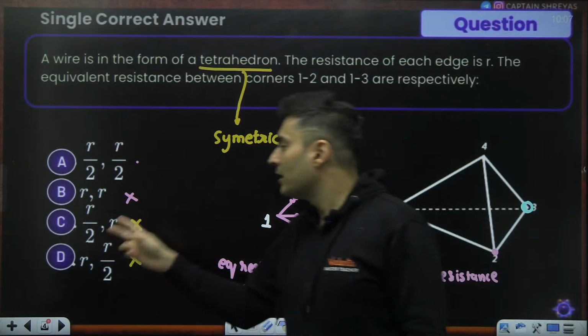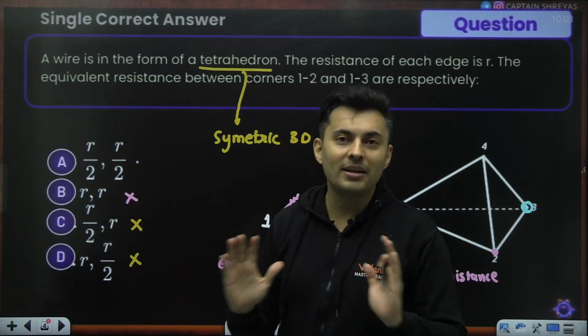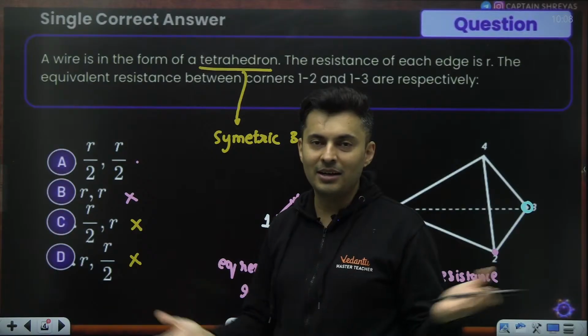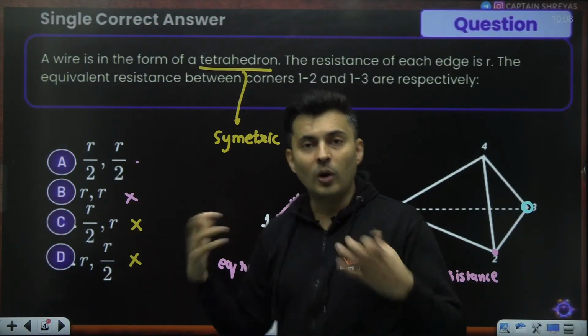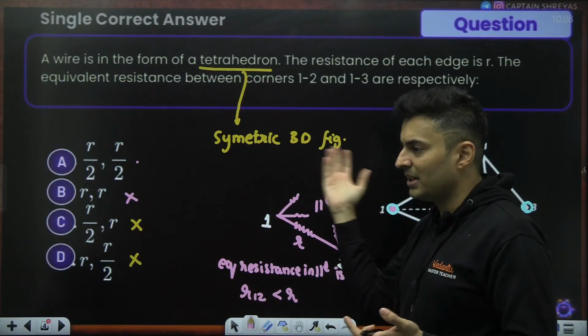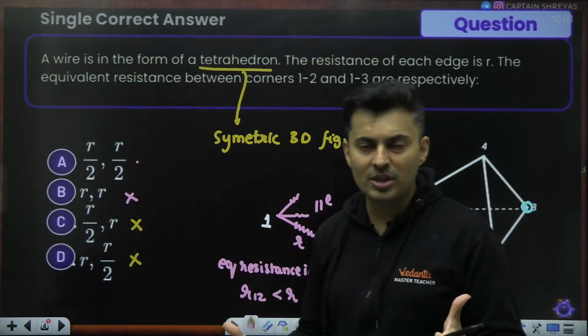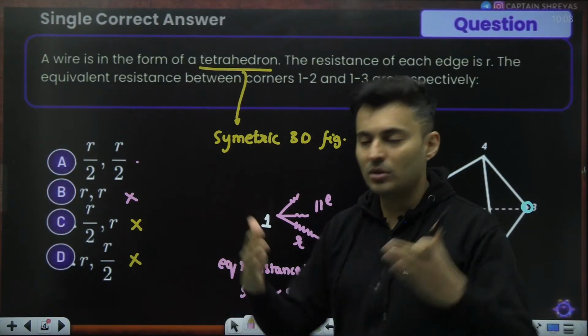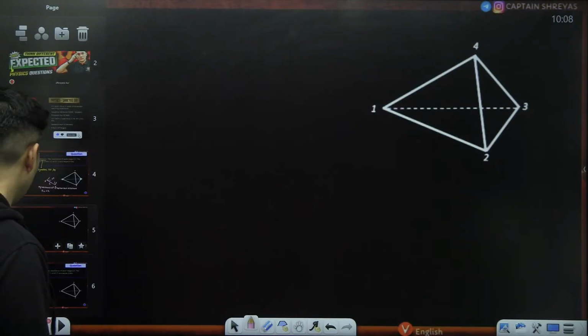But let's say there was one more option which said R by 3, R by 3. Then you are in a complete soup. Then you cannot eliminate it because both R by 2, R by 2, and R by 3, R by 3 follow both our criteria. They are symmetric and equal, and they are less than R. So in that situation, you will have no other choice but to solve the problem. Is that right? Okay. But how do we solve them?